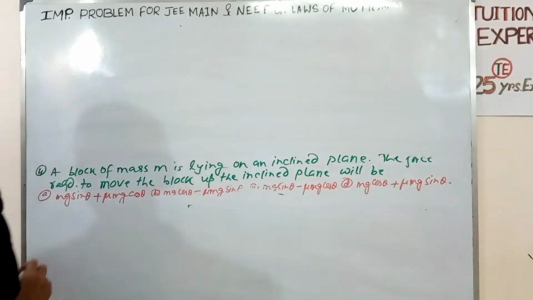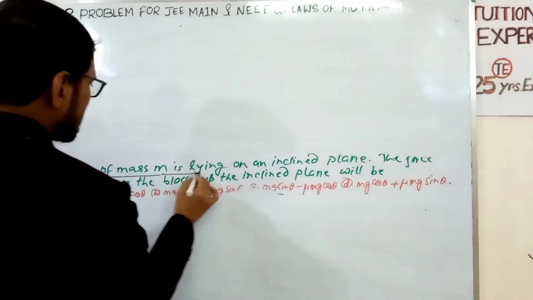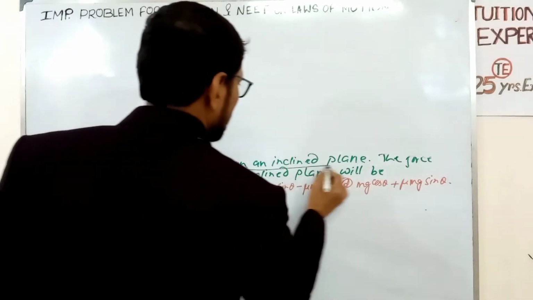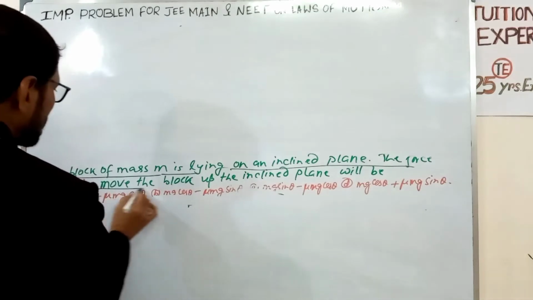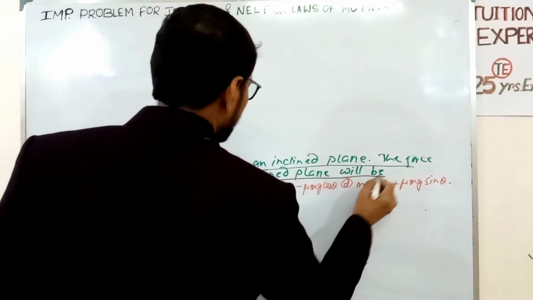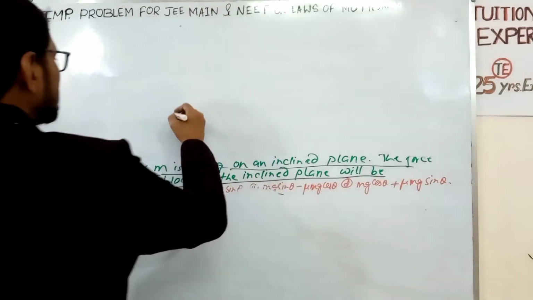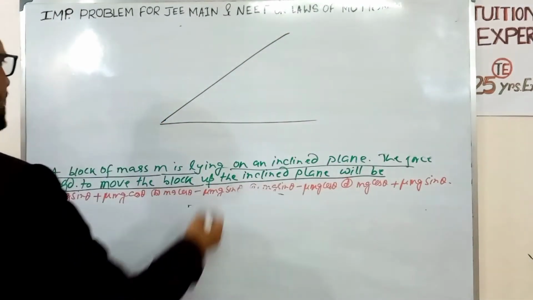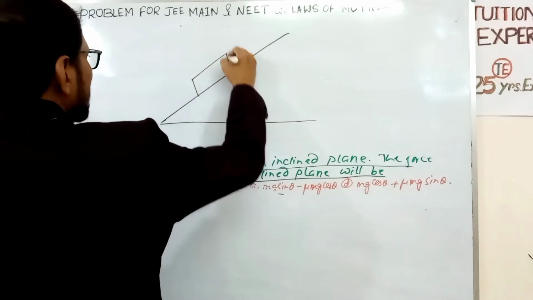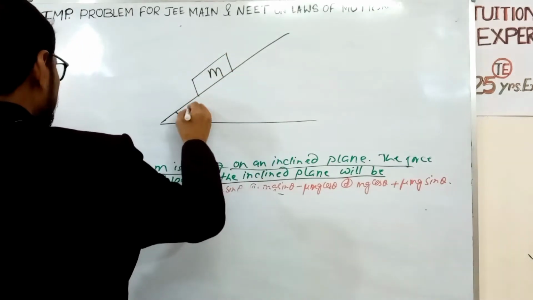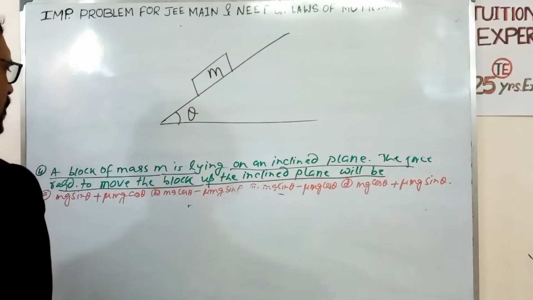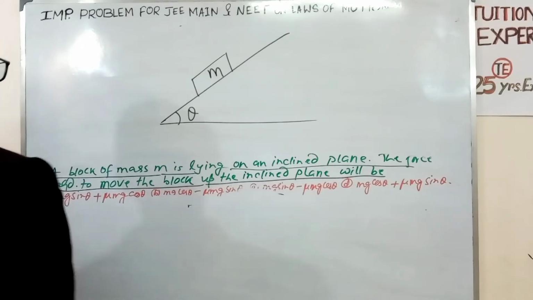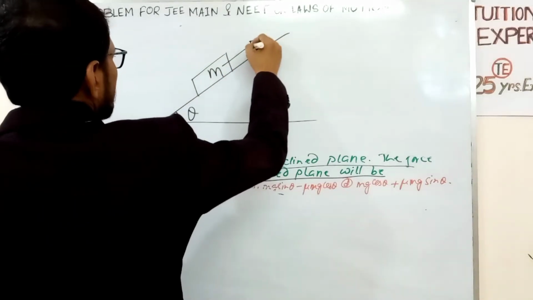Question 4. A block of mass M is lying on an inclined plane. The force required to move the block up the inclined plane will be what? If we draw the diagram, suppose this is an inclined plane, and a block of mass M is on it. Theta is the angle of inclination. Now a force is applied.